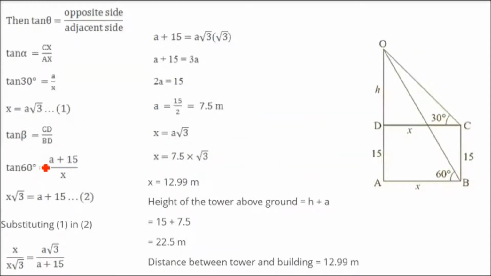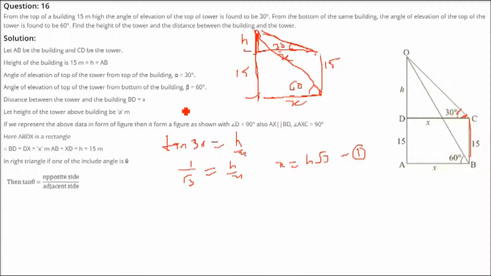If you see, it's the same thing I was doing in the beginning. You know, there can be multiple methods to solve it. tan 30 is h by x, tan 30 is 1 by root 3, so you get x is h root 3. This is the first equation. Now coming to the second triangle, which is this one.